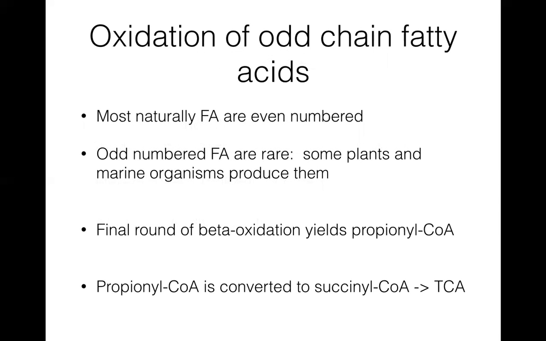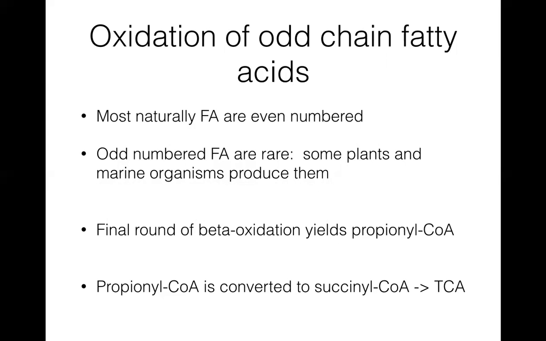What about the oxidation of odd-chain fatty acids? Most naturally occurring fatty acids are even-numbered. However, there are some odd-numbered fatty acids which can be rare. These are found in some plants and marine organisms. So if you regularly ingest food products from marine organisms or some plants, we may be able to acquire odd-chain fatty acids. But we are capable of utilizing them as metabolic fuel in the same process that we use for even-numbered fatty acids.